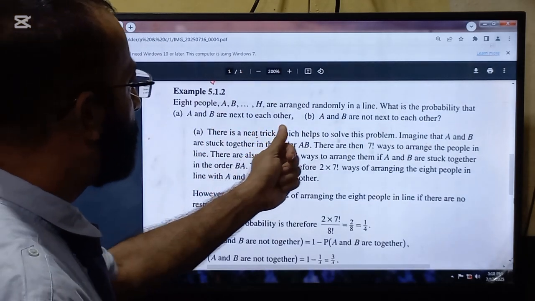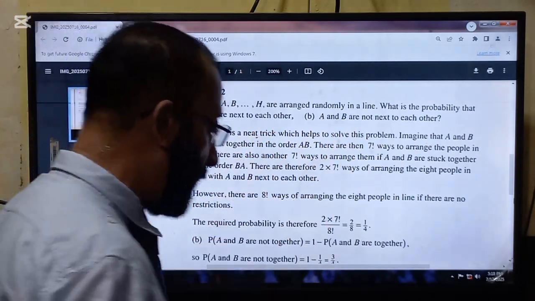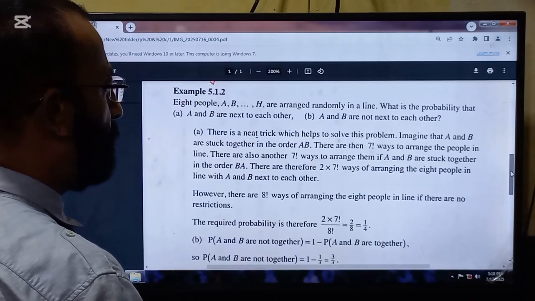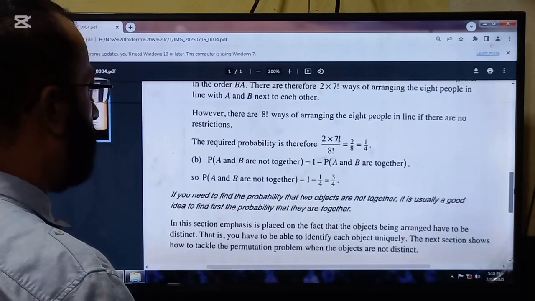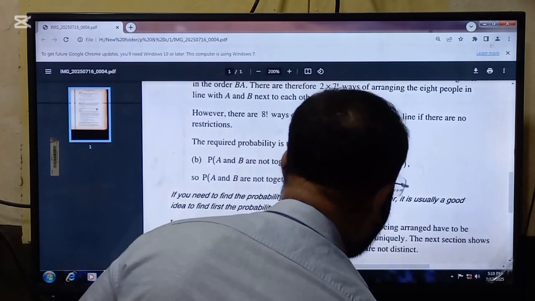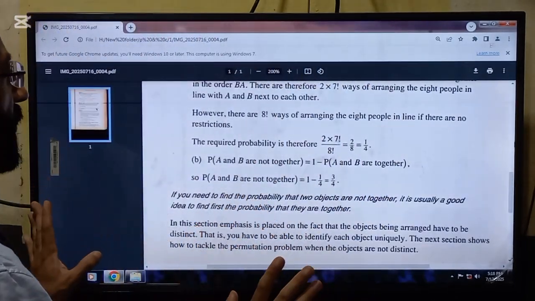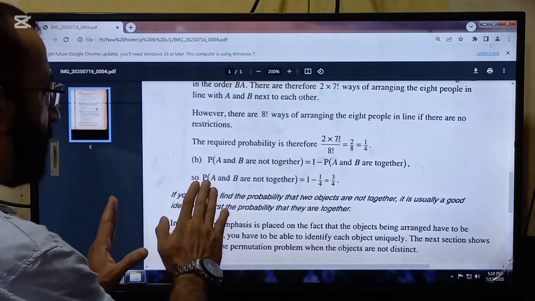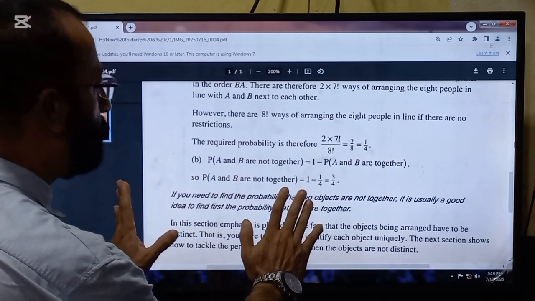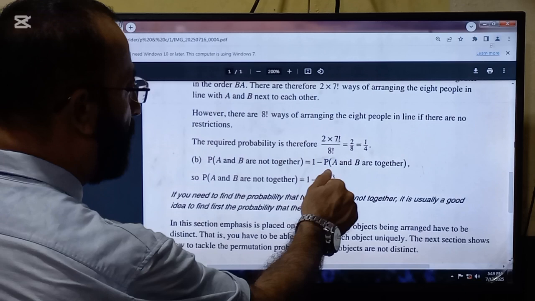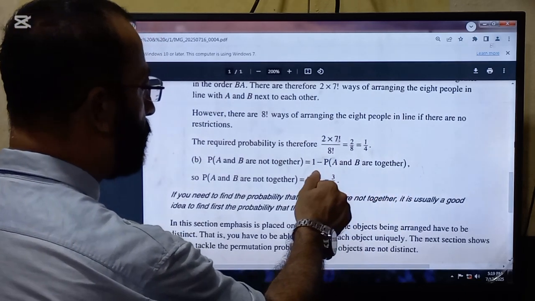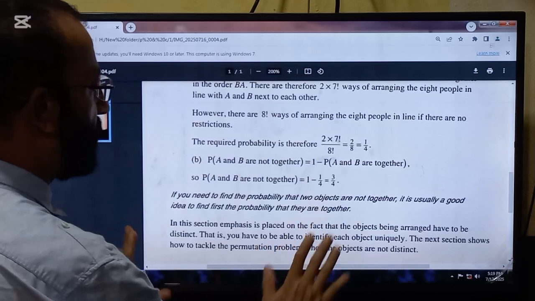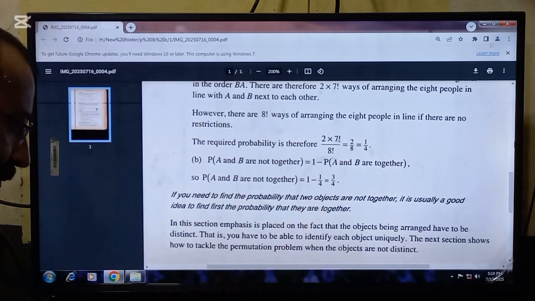The B part is: A and B are not next to each other. So look now, we will use our simple rule of probability: if the probability of A and B being next to each other is 1/4, then the probability of A and B not being together will be 1 minus the probability of A and B being together. So 1 minus 1/4 is equal to 3/4. So this is the simple answer of the B part.